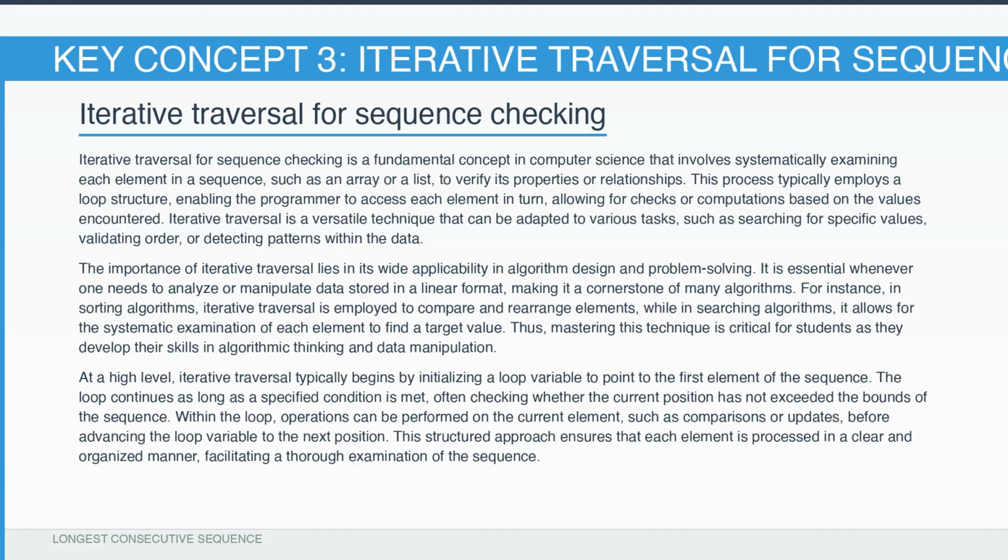Iterative traversal for sequence checking is a key concept in computer science. Imagine you have a row of boxes, each containing a different item. To find out what's inside, you would open each box one by one. This is essentially what iterative traversal does. It examines each element in a sequence, like an array or a list. Using a loop, we can systematically access each item. We start at the first element, check its value, then move to the next one and repeat this process. This method is incredibly useful for tasks like searching for a specific number or checking if the items are in the correct order.